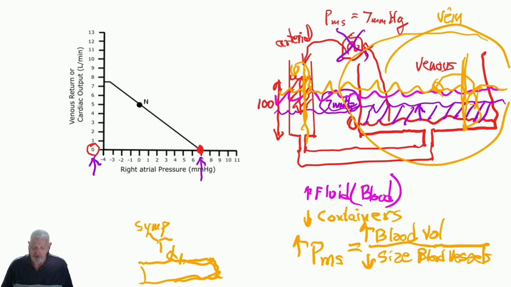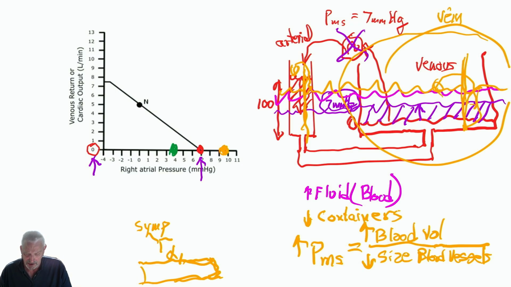So we have some intuition about what increases and decreases mean systemic filling pressure. If we increase mean systemic filling pressure, we're going to just show the dot on our curve, the pressure at which cardiac output is 0 would move to the right. And if we decrease mean systemic filling pressure, where we draw our dot will move to the left. So that gives us some idea.